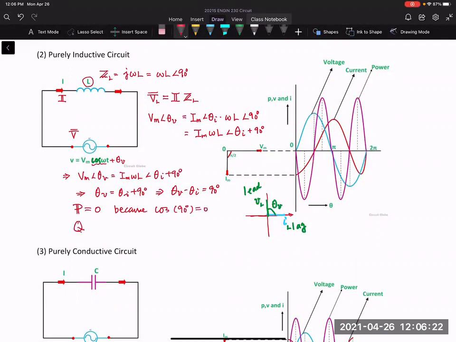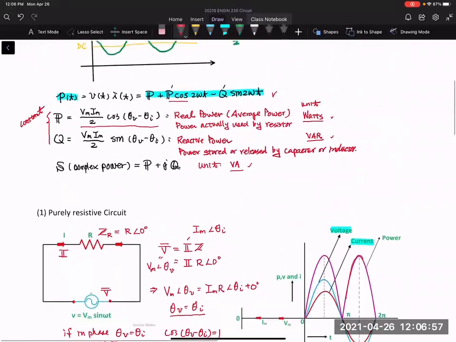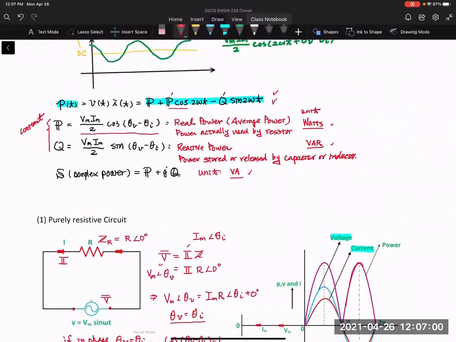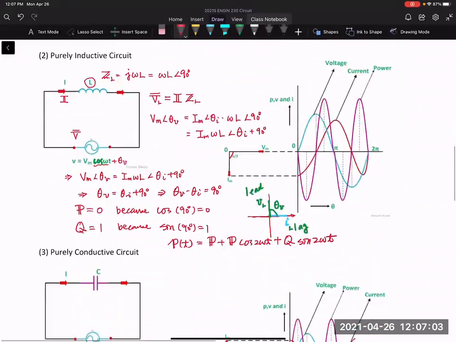And your Q is equal to 1. Oh, so this is be sine 90 degree. And then what is the instantaneous power of this one here? This one is equal to P plus P times cosine 2 omega t plus Q sine 2 omega t, right? I think so here. Okay, oh, it's minus. So here is minus.